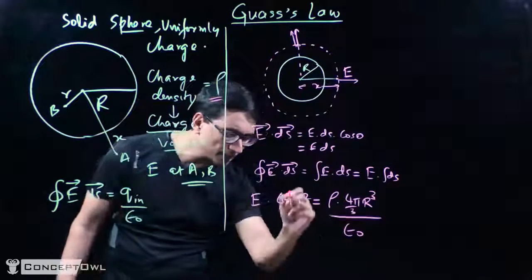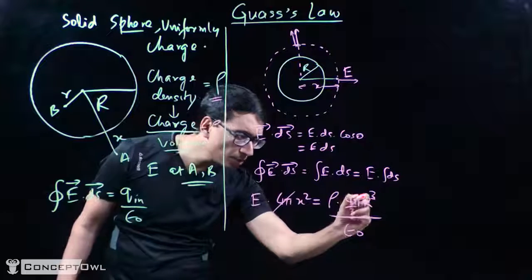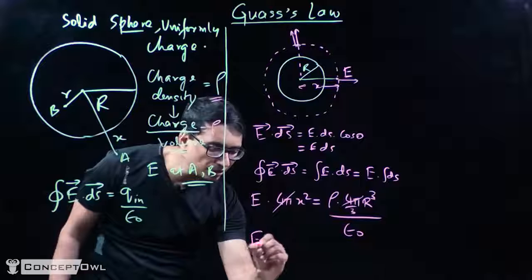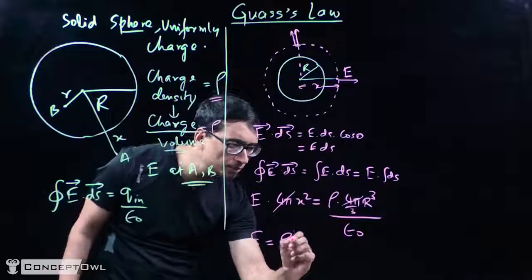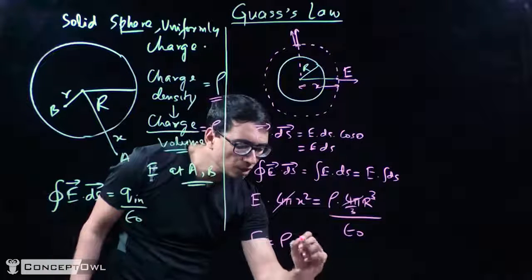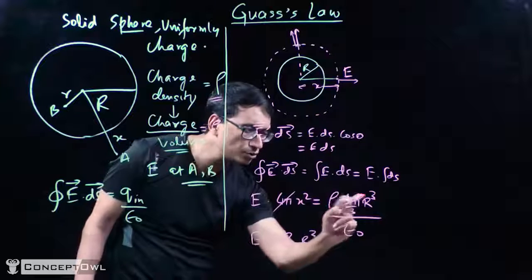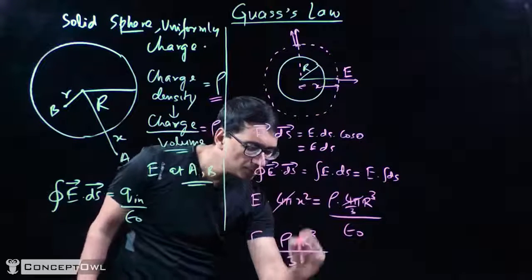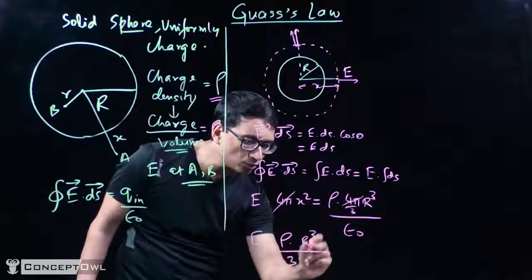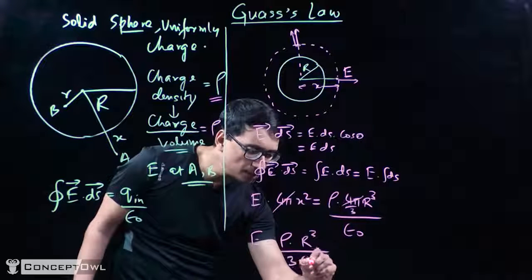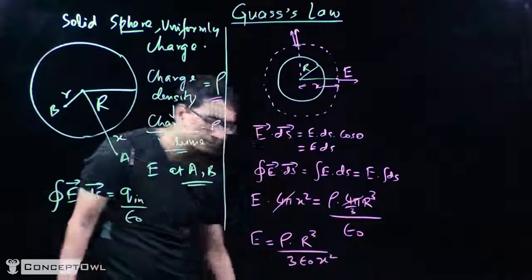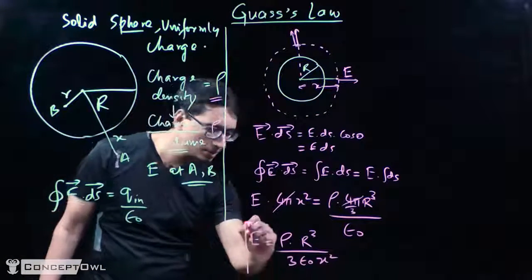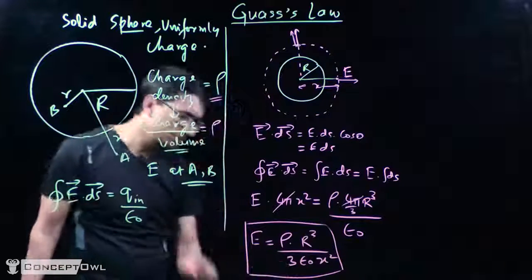We'll say E is equal to, I can cancel this 4 pi and this 4 pi here, right? So now I'll get my electric field as rho into r cube from here. So 4 pi is cancelled, r cube divided by 3 epsilon naught and x square. So I'll say 3 epsilon naught x square. So this is going to be my electric field.